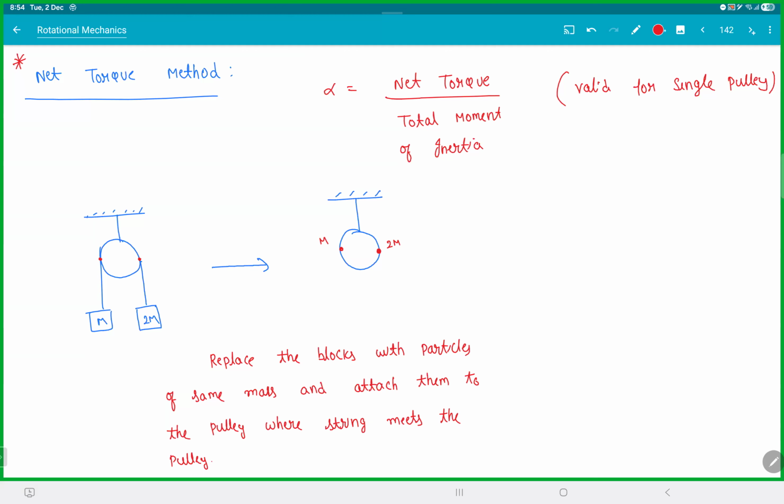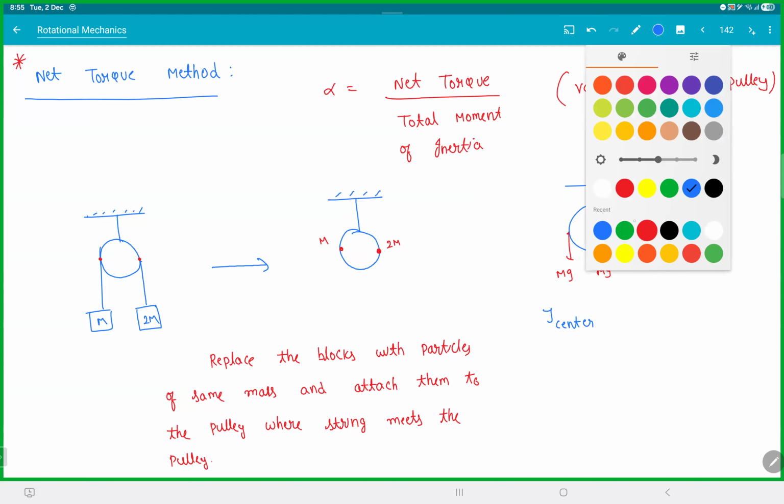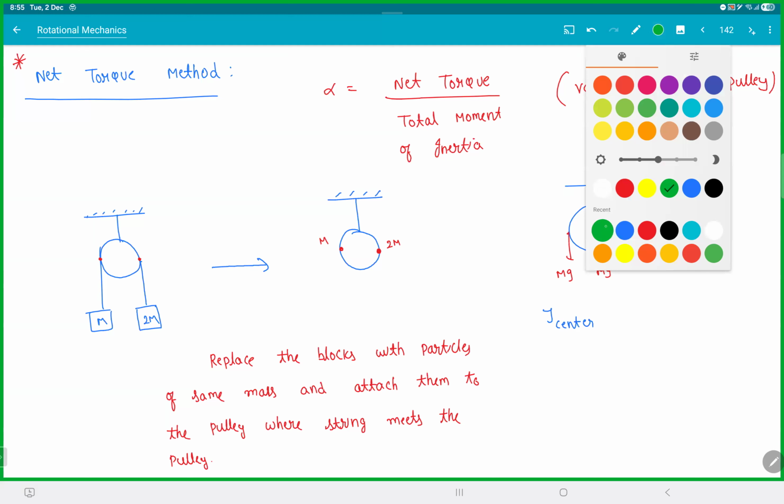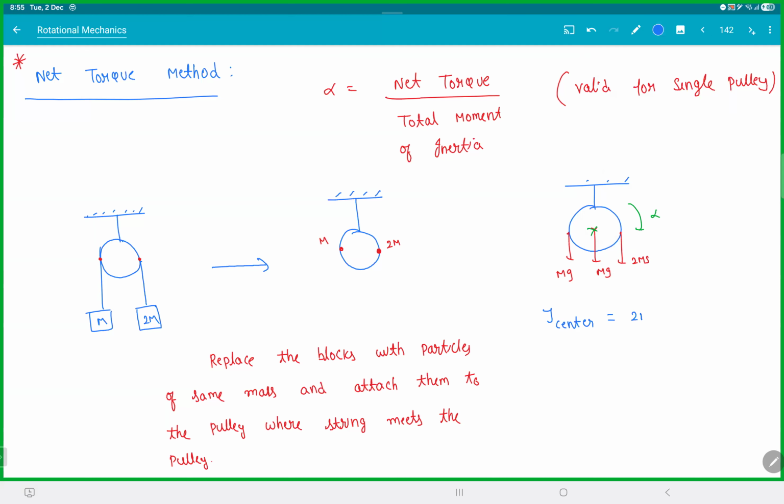Now, if you try to draw the FBD, look at the forces. This is mg, this is 2mg, this is anyway mg here. So if you take torque about the center, assume any direction you want. I'll assume alpha in this direction. So ask yourself, is 2mg helping alpha or opposing alpha? 2mg is rotating in the direction of alpha. So torque about the center will be 2mgr, force into the perpendicular distance, minus mg into r, because mg is opposing the thing, and this will be I of the whole system.